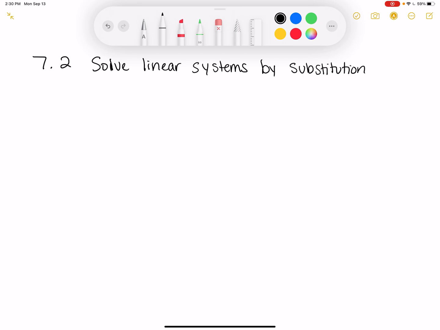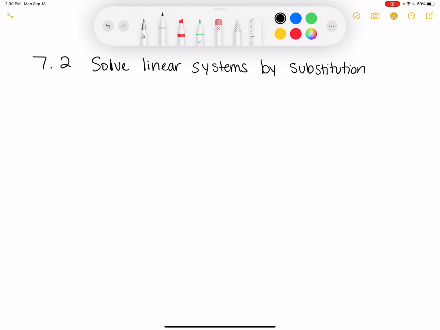So like I said, the last one was graphing. We had to find the point by plotting the points, graphing it, hoping it intersected, and we could tell exactly where it intersected. So now we're going to be doing it without a graph, okay, by the method of substitution.